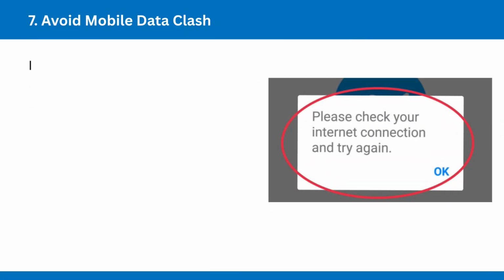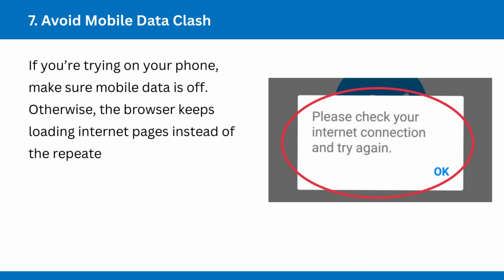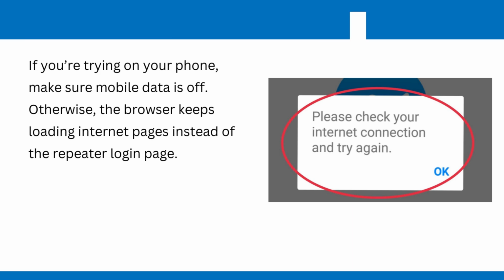7. Avoid mobile data clash. If you're trying on your phone, make sure mobile data is off. Otherwise, the browser keeps loading internet pages instead of the repeater login page.